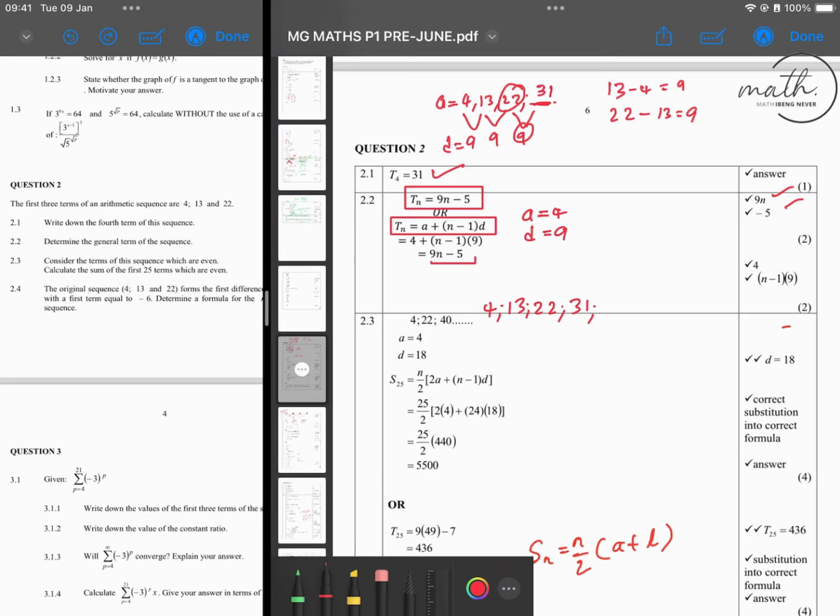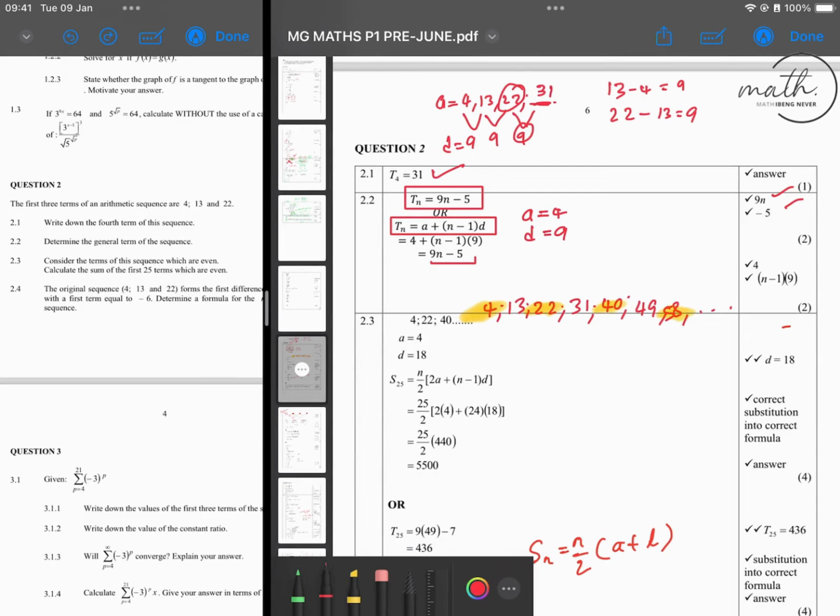After 22, 31, after 31, 40, after 40, I have 49. You can expand it as much as you want to see what you want to see. So 58, and so on. The idea now is just to look at the even ones in the sequence. You have 4, it's even. You have 22, it's even. You have 40, it's even. You have 58, it's even.